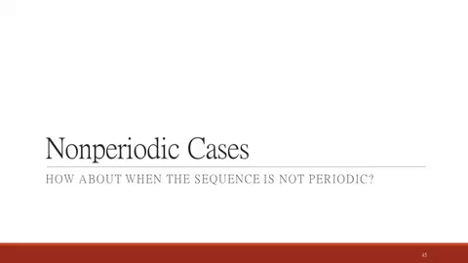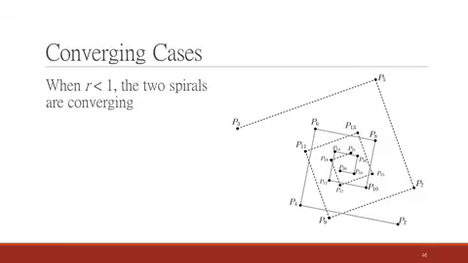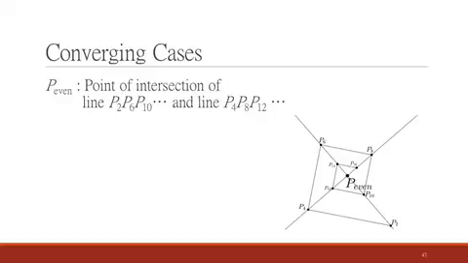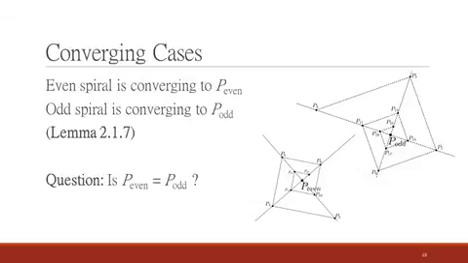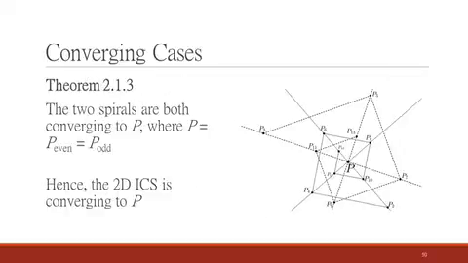We would like to move on to the non-periodic cases. When R is smaller than 1, the 2 spirals are converging. Here we define P even as the point of intersection of the 2 even lines, and similarly P odd. We found that the even spiral is converging to P even, while the odd spiral is converging to P odd. Our question is: is P even the same as P odd? And the answer is yes. Moreover, the 2 spirals are both converging to P, where P is the same as P even and P odd. Hence, the 2D ICS is converging to P.